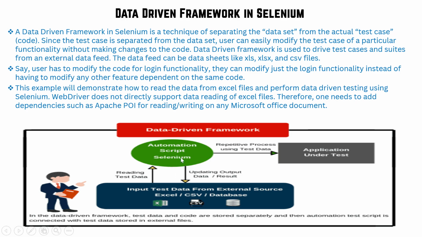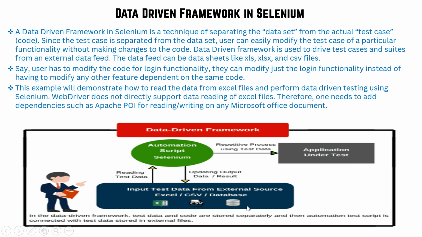Let's try to understand. Your automation script will be there, which will be interacting with the application and with your data source. The data source can be an Excel file, CSV, or database. And it is a two-way communication. Your script will communicate with the data source to get the data and also to update the data in this Excel file, CSV, or database.